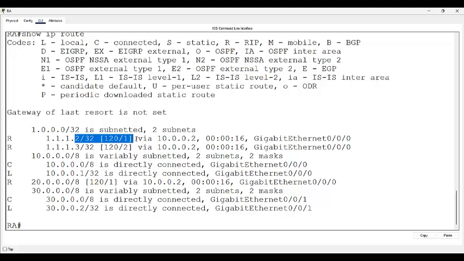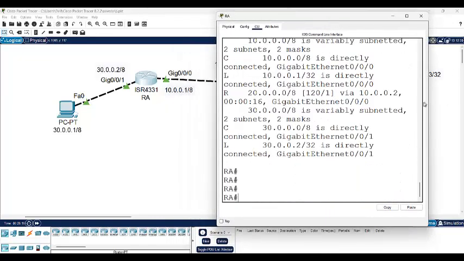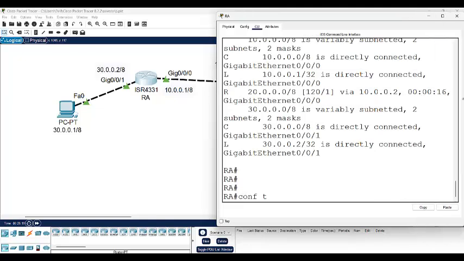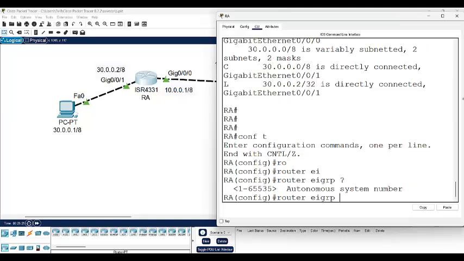Why? EIGRP's administrative distance is lesser, 90. So, smaller the administrative distance, more weightage, preference. Let's enable EIGRP on router A now. Same like RIP, there is not much difference. You see, on router A, we say router EIGRP and the autonomous system number. This can be any number between 1 to 65535.